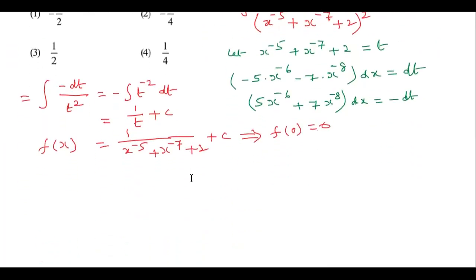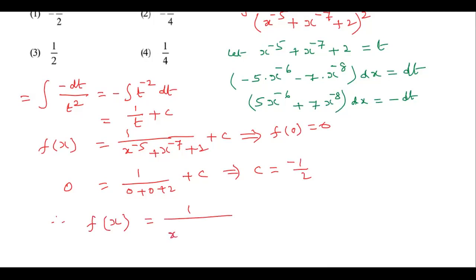Substitute here. What happened? 0, that is equal to 1 by 0 plus 0 plus 2 plus c. Finally, what is the c value? C value is minus 1 by 2. Okay. Now, therefore, f of x, that is equal to 1 by x power minus 5 plus x power minus 7 plus 2 plus c value is minus 1 by 2.